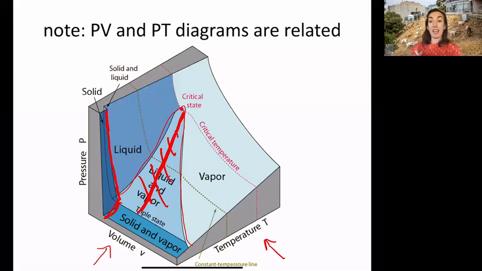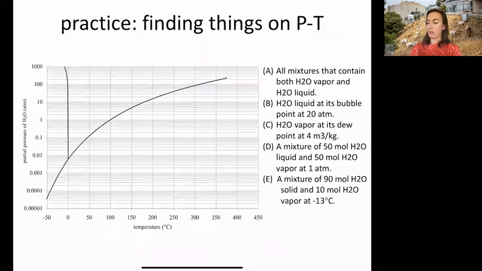Okay, so now the practice problems that I promised. What we're going to do is try to find all 5 of these points described here on first a PT diagram and then on a PV diagram. So this might be a good time to pause and think about if you think you can find these.